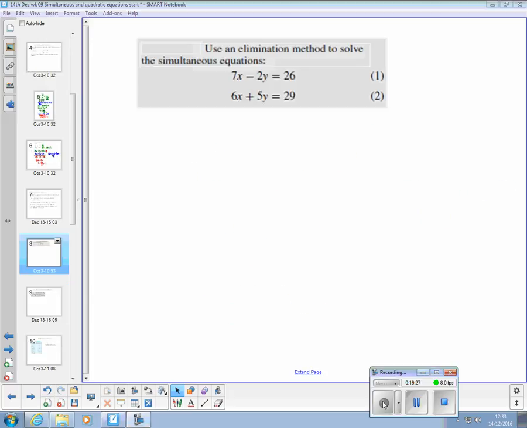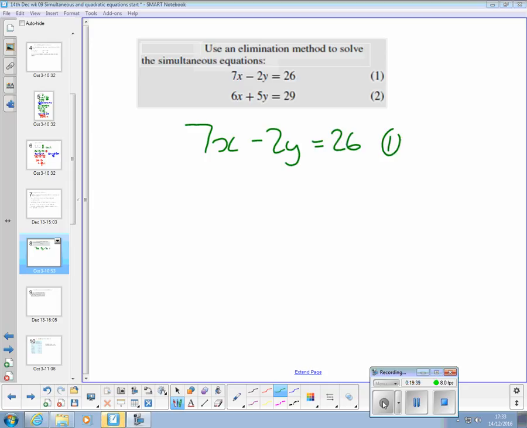Right. Let's have a look. We'll write out a bit bigger. We got 7x minus 2y is equal to 26, number 1, and 6x plus 5y is equal to 29. So, from what you're saying, Adam, I would guess that you're choosing to get the coefficient of y the same. Am I right? Yeah. So if you do that, what are you going to multiply equation 1 by?